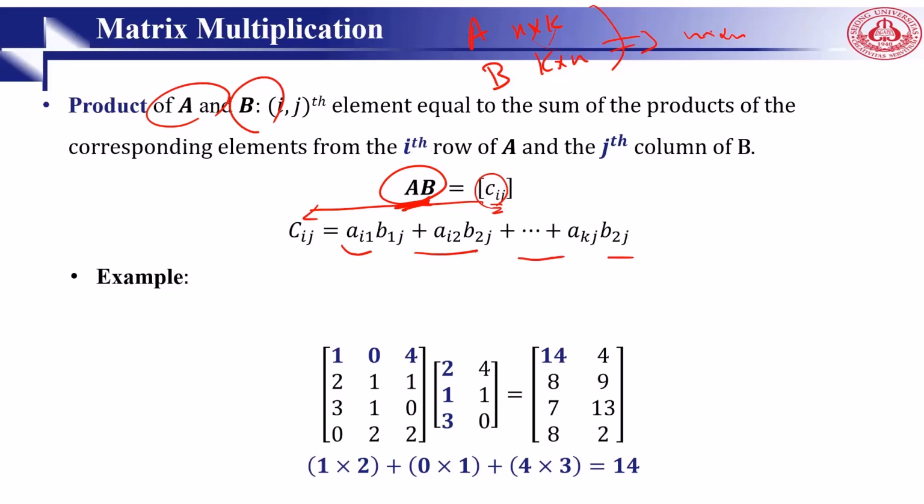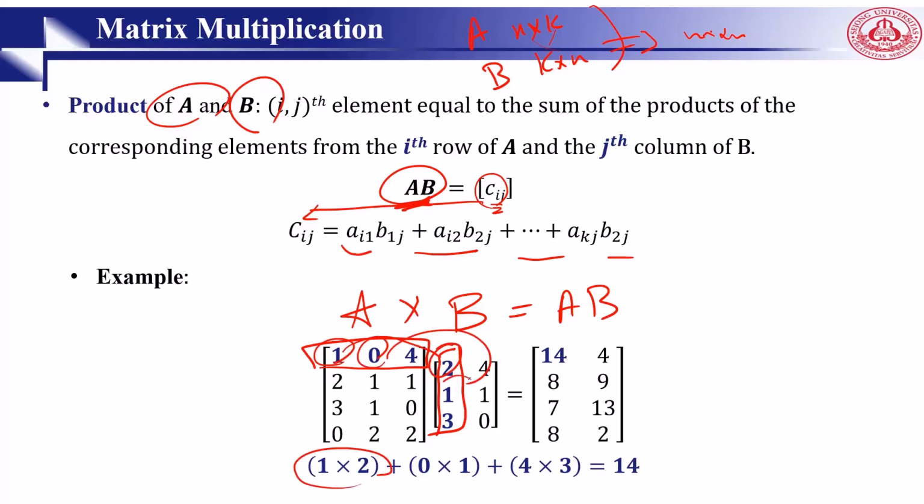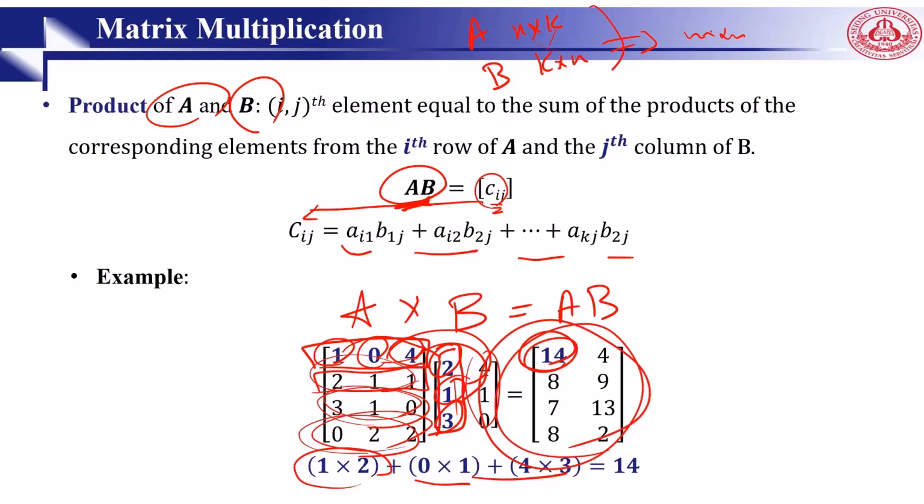Let's see one example. If this is A and this is B, we want to find AB. This is the first row, right? We multiply it by the first column. It means 1 multiply 2 plus 0 multiply 1 plus 4 multiply 3, which is 14. We do the same thing for the next one: next row times the first column, third row times the first column, fourth row times the first column. Then again first row, second column; second row, second column; third row, second column; fourth row, second column. Finally, you can come up with AB.